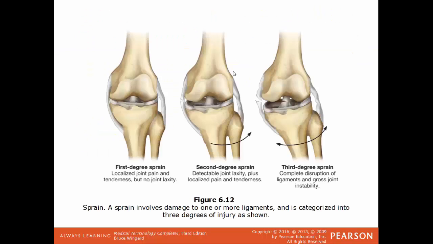All right, in this illustration, we have various degrees of sprains: first, second, third degree. Of course, the higher the number, the more severe the injury is. For first degree sprain, localized joint pain and tenderness is really not that big a deal. For second degree sprain, there's a detectable joint laxity, which means a feeling of looseness. Of course, localized pain and tenderness. For third degree sprain, there is a complete disruption of the ligaments. So it's incredibly loose and very, very unstable.